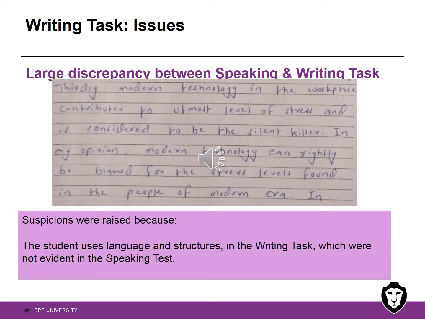Thirdly, modern technology in the workplace contributes to utmost level of stress and is considered to be the silent killer.